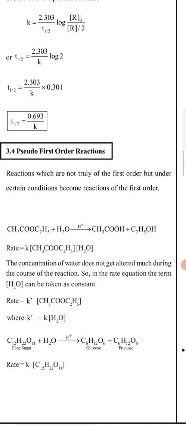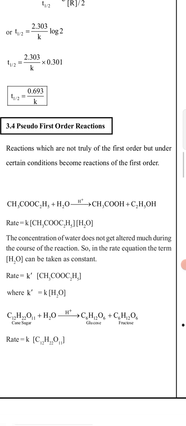So what will be the order of the reaction? Rate equals k into the concentration of CH3COOC2H5, its power is nothing given, that means its power is 1. So that is why it is a first order reaction. And similarly, the second example, cane sugar, whenever it is hydrolyzed in the presence of H+, or an acid catalyst, it produces glucose and fructose, and it is one more example of a pseudo first order reaction.